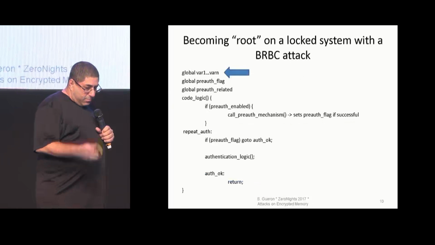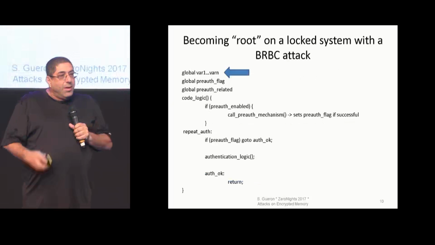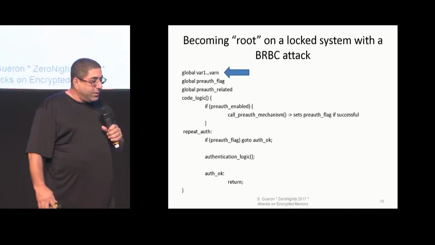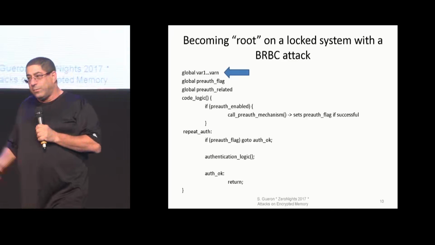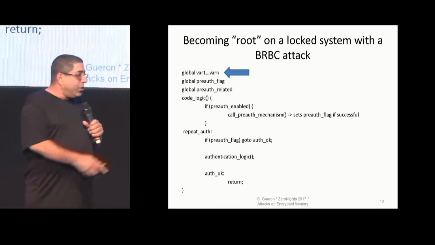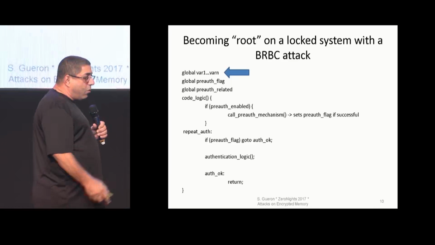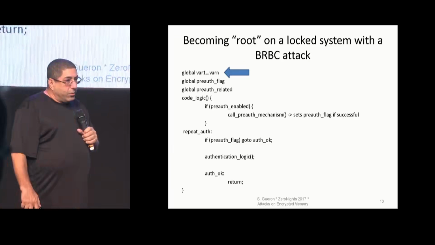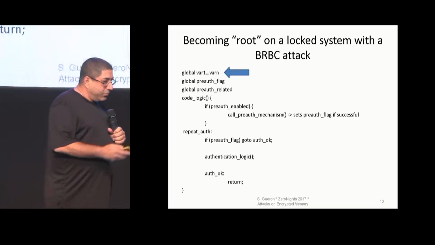All right. The remaining time. So here we are going to see how to become a root on a locked system with a BRBC attack. And we're going to show this. So what you see here is the actual flow of a login code of Linux. This is what happens in reality.